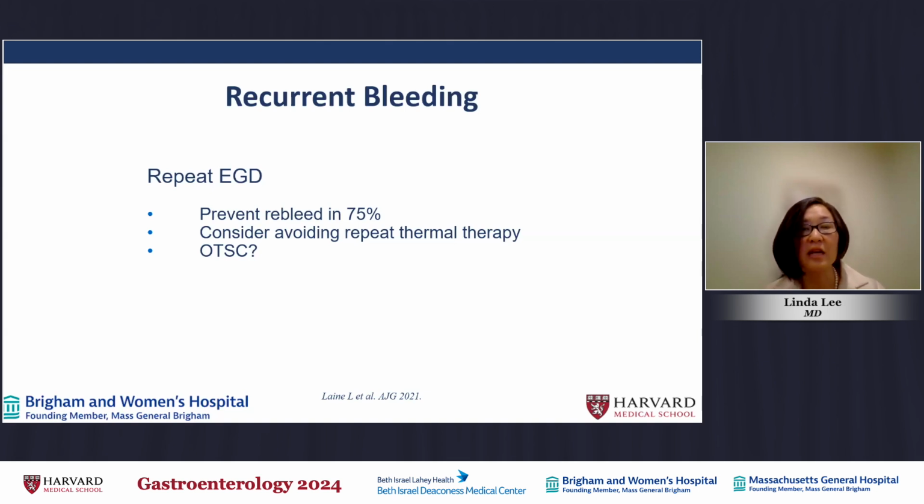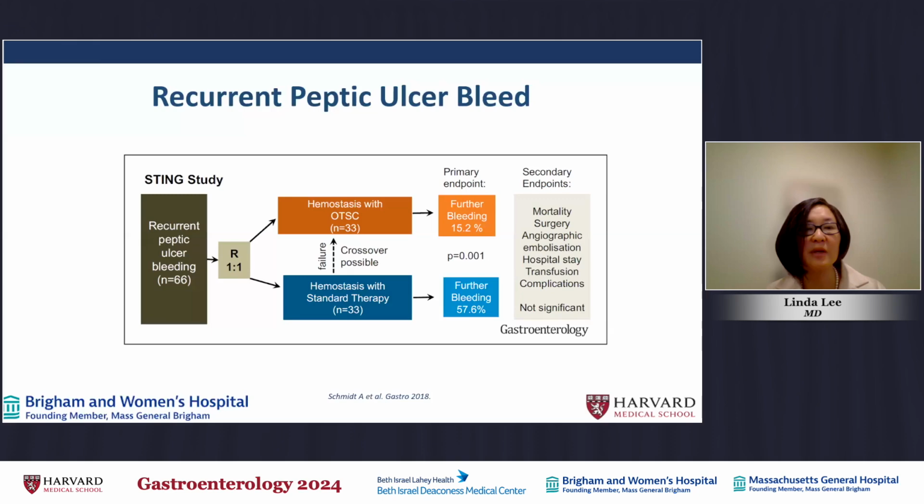The one thing I'll say is that if during the initial EGD thermal therapy was used, you probably want to avoid doing that again the second time because of concern for potential risk of perforation. And this is certainly where the over-the-scope clip seems to be helpful. This was a study looking at recurrent peptic ulcer bleeding. Patients were randomized to the OTSC versus standard therapy. And you see how rebleeding was significantly lower with the OTSC arm.